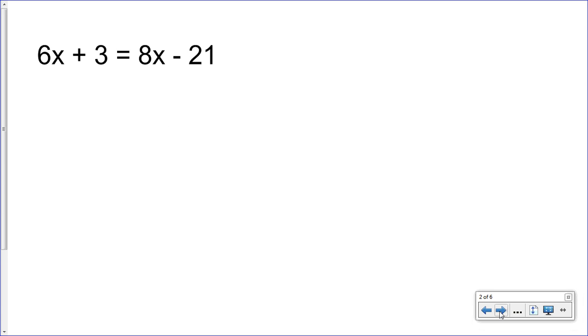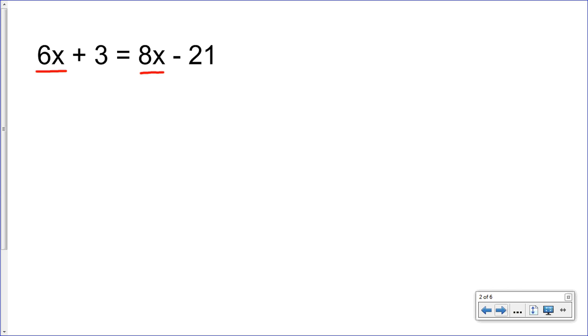Okay, so let's look at this example. This example has variables on both sides. I see that I have a 6x on the left and an 8x on the right. They are on opposite sides of the equal sign, so I'm not just combining like terms here. I need to do the opposite operation. It's up to you which one you want to move. If you want to move the 8x over to the left, you can, or the 6x over to the right. It does not matter. I'm just going to put my variable on the left.